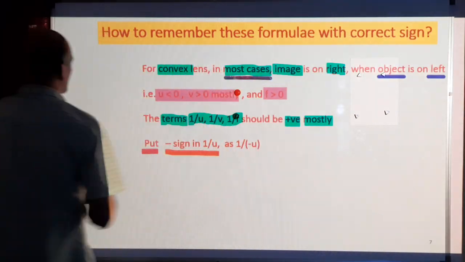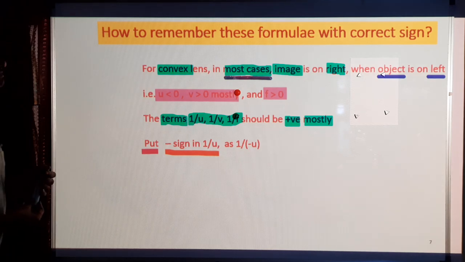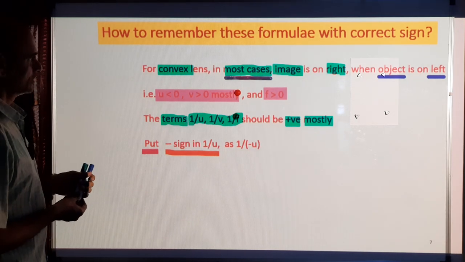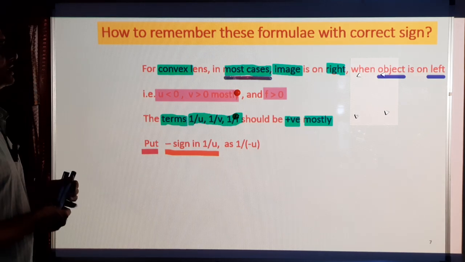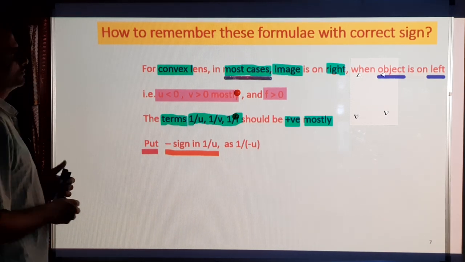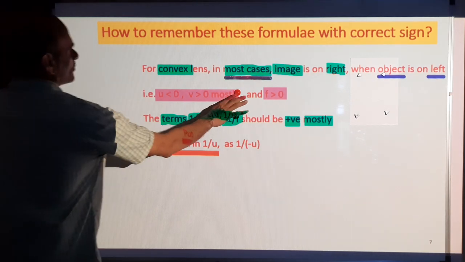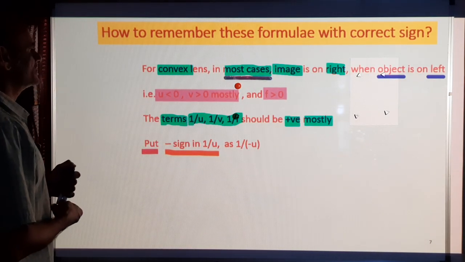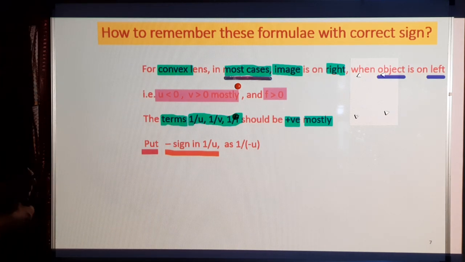So this lens formula and magnification formula, sometimes they have plus sign, sometimes they have minus sign. So how to remember this sign? For a convex lens, in most of the cases, the image is on the right side. So v is positive mostly, and focal length for a convex lens is positive, and the object distance u is always negative because it's kept on the left side.